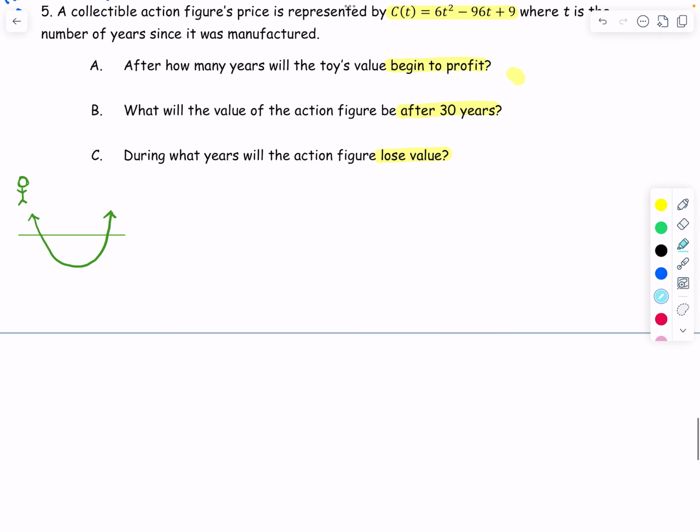Now on number 5, we are collecting an action figure whose price is represented by this function, where t is the number of years since it was manufactured. So I'm going to think of this as some little figurine that we purchased. If I purchased this figurine, it originally cost $9 in the store. But we know after you have a toy for a little while, it gets kind of boring, gets lost in the back of the closet, and it doesn't really seem to matter anymore. So it doesn't have any value. Eventually we donate it, get rid of it somehow, and thought, yeah, not important to me.